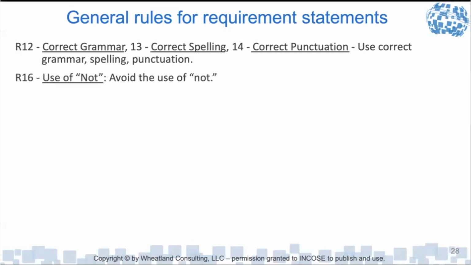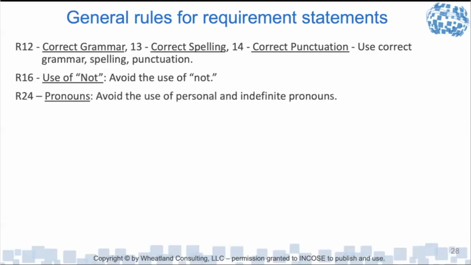Avoid the use of the word not. If not means never, ever, ever, it's very hard to verify never, ever, ever. And I found that in the majority of cases, I could very easily reword a not statement into a statement without the word not. Avoid the use of personal and indefinite pronouns.